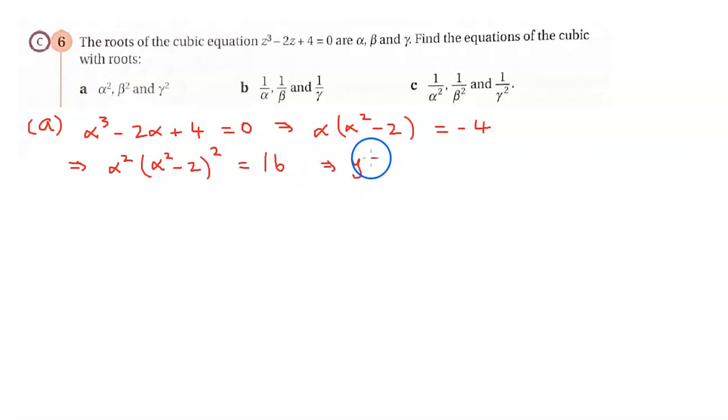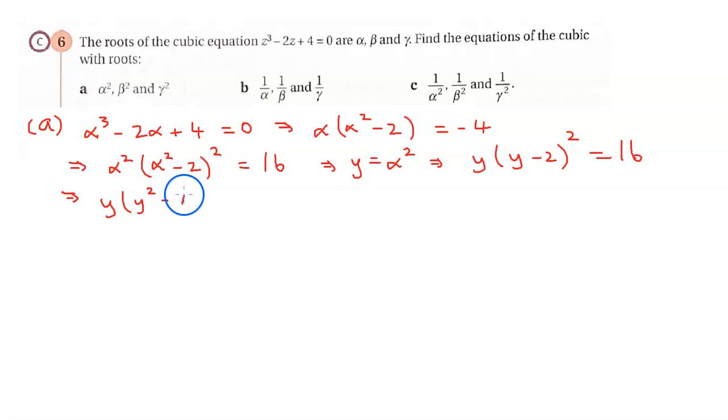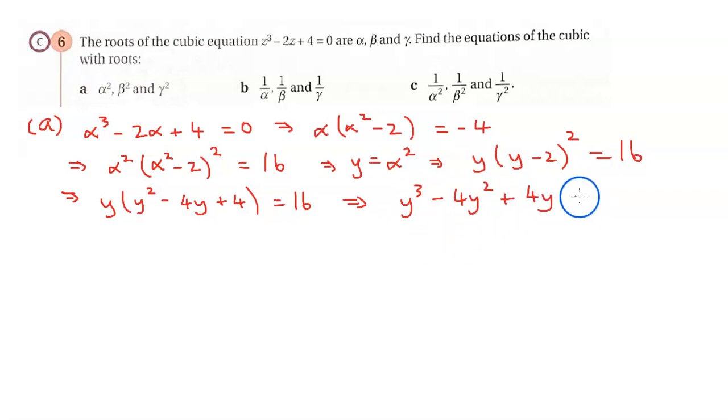And from there, if we let y equal alpha squared, we get y times (y minus 2) squared is equal to 16. And then just expanding that out, we get y times (y squared minus 4y plus 4) equals 16. And so finally, y cubed minus 4y squared plus 4y minus 16 equals 0. So that is our final answer there.